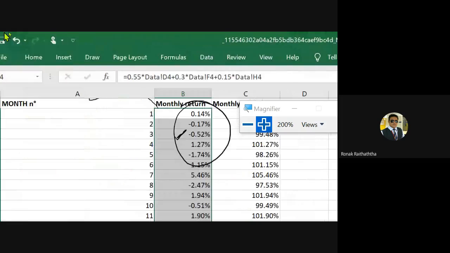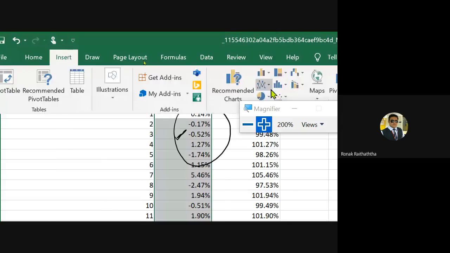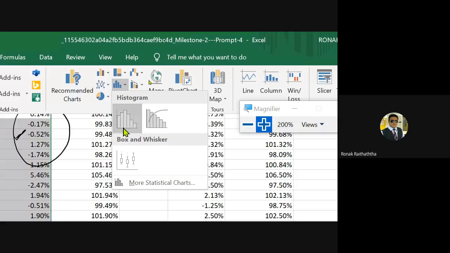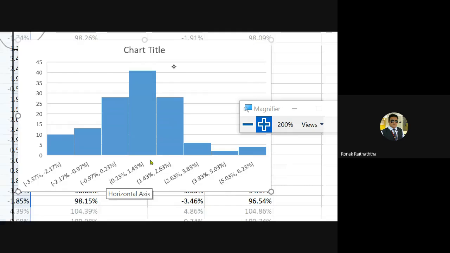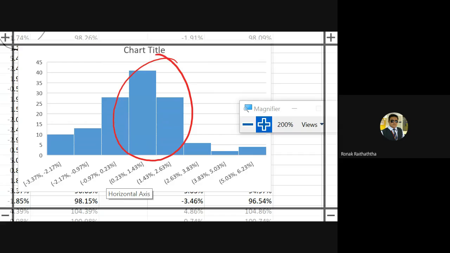So you go to the insert tab, and in that I'm going to the histogram and selecting the first one. Now you see it has already given the frequency distribution, and if you can see the range, these are the two bars where the majority of the returns are falling. Now what this chart is telling us is, in this particular range of returns, how many returns are falling.